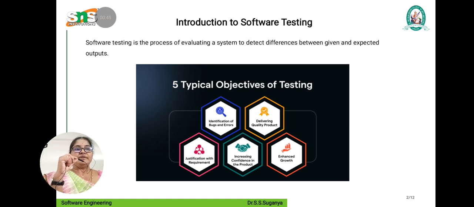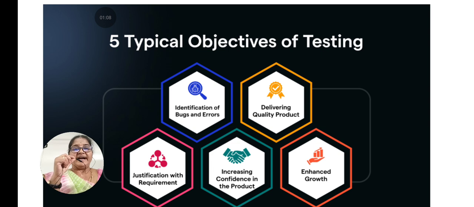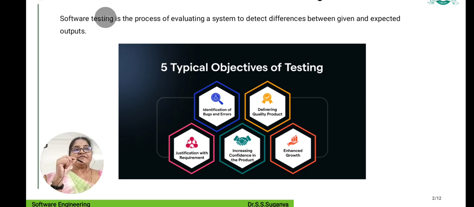The main purpose of software testing is to ensure the quality, functionality, and also the reliability of the software product. When we speak about software project management, we always have to ensure the quality of the product which we produce. There are some key objectives in software testing: identification of bugs and errors, delivering a quality product, justification, increasing the confidence, and enhancing the growth of the project. The picture clearly explains the 5 typical objectives of software testing.